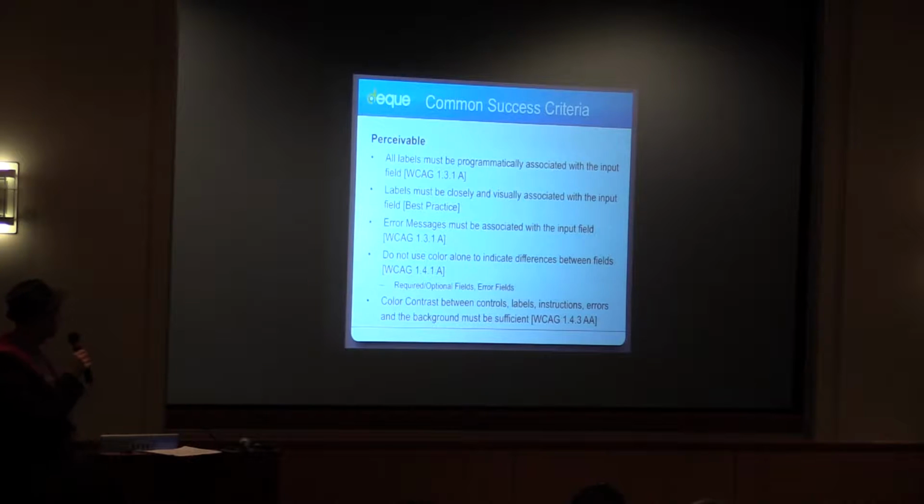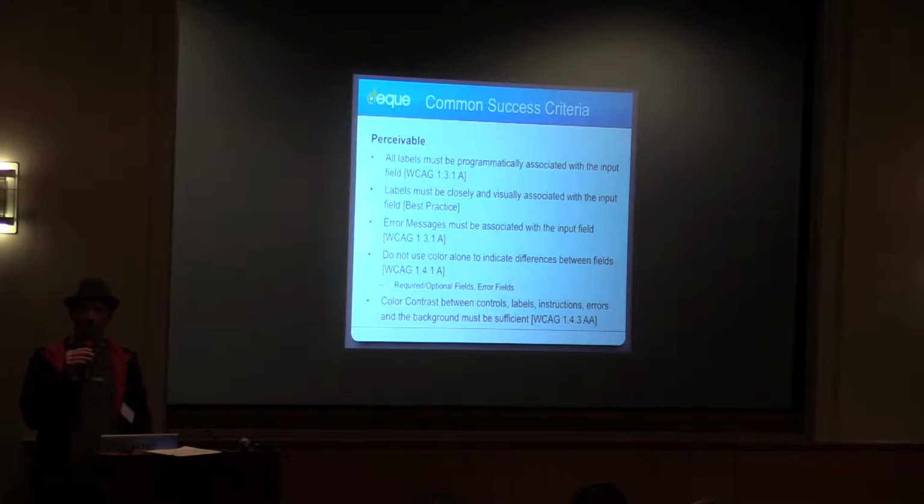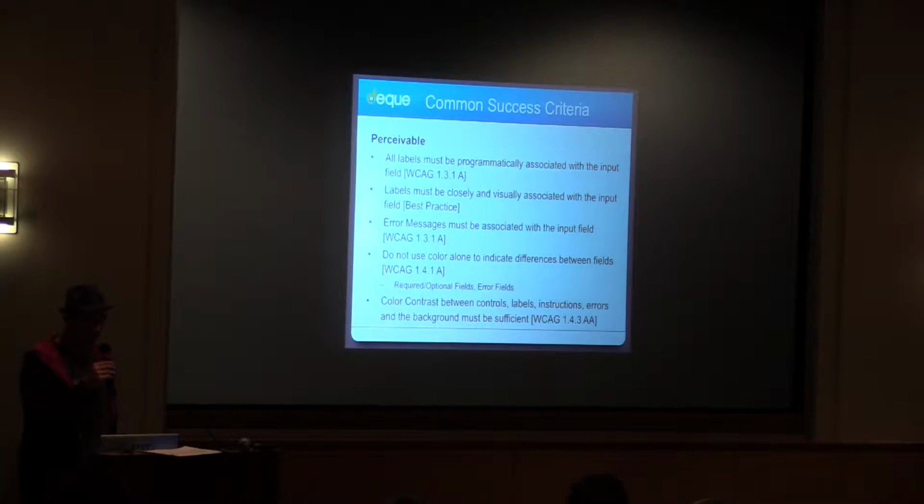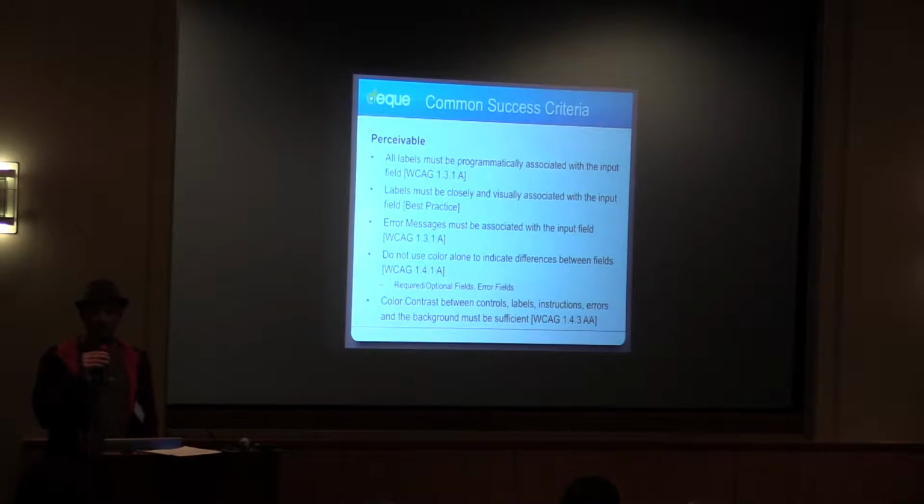So, as Jared pointed out, there's four areas of WCAG, 1, 2, 3, and 4, which are perceivable, operable, understandable, and robust. Under the perceivable group of success criteria, the things that you see very often are things like WCAG 1.3.1, which is a level A criteria, which is all labels must be programmatically associated with the input field. Then there's, I call it best practice, not strictly part of WCAG itself, but the best practice is to try and closely in proximity and visually associate those labels with their form fields. In particular, that helps out people with screen magnification tools. Then also in 1.3.1 is error messages must be associated with the fields.